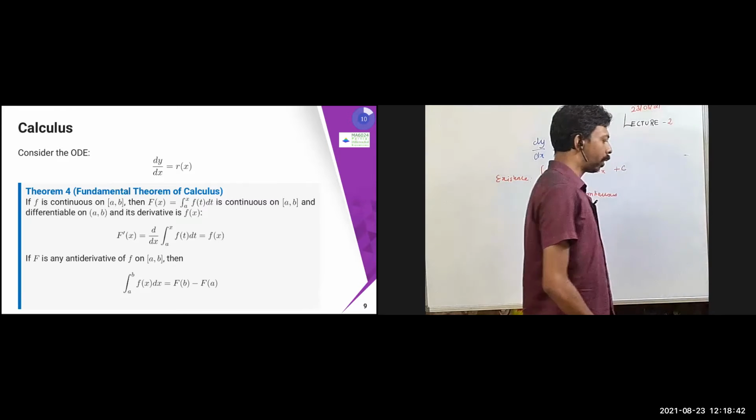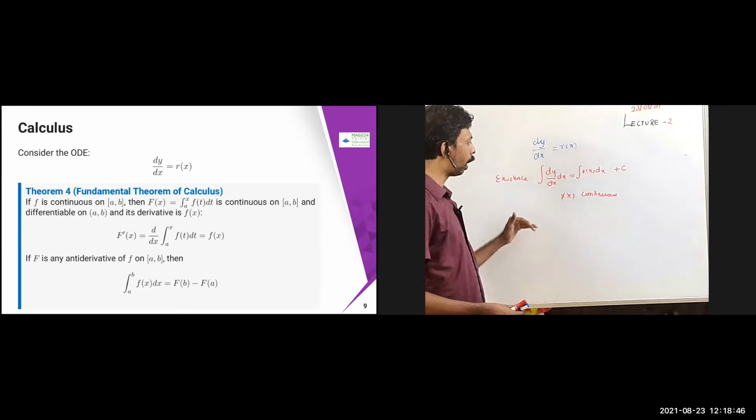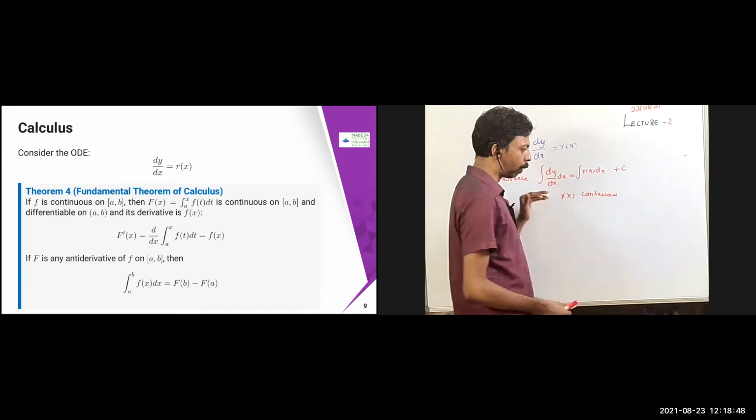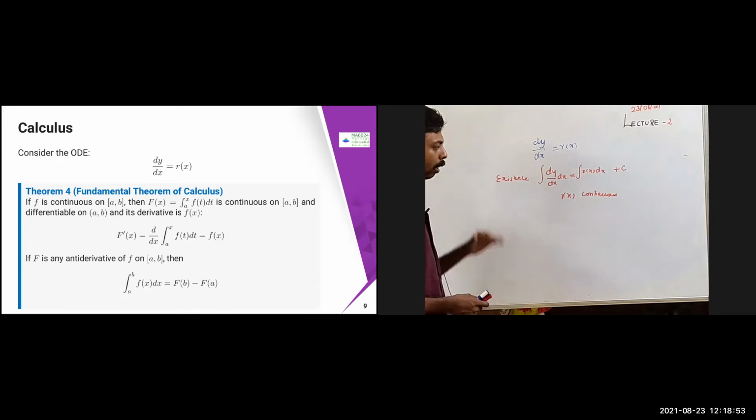So you remember this theorem, the fundamental theorem of calculus? It is one of the basic building blocks, not only for solving ODEs. Without that, you cannot solve ODE problems. And the same thing for PDEs also: you require a similar kind of technique.